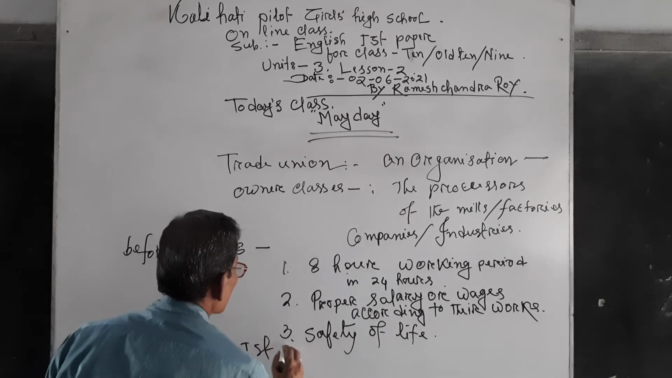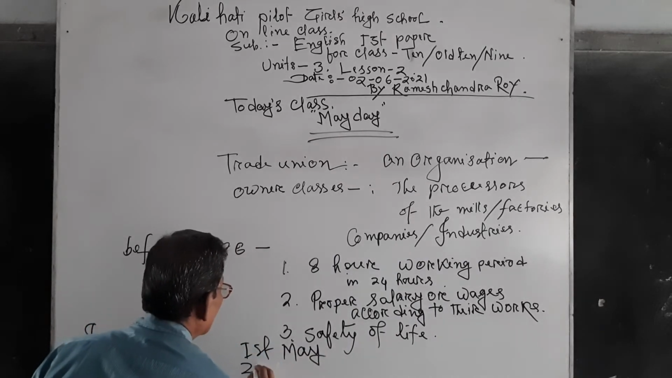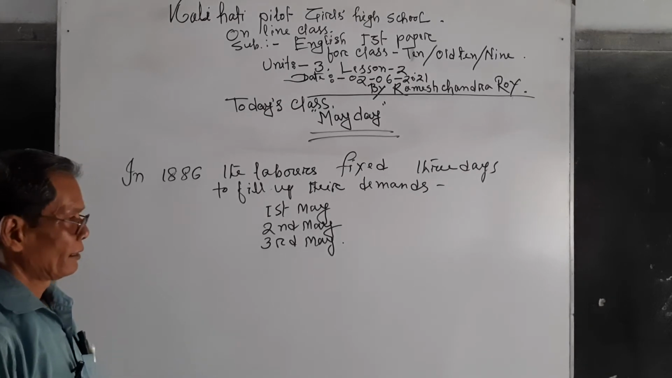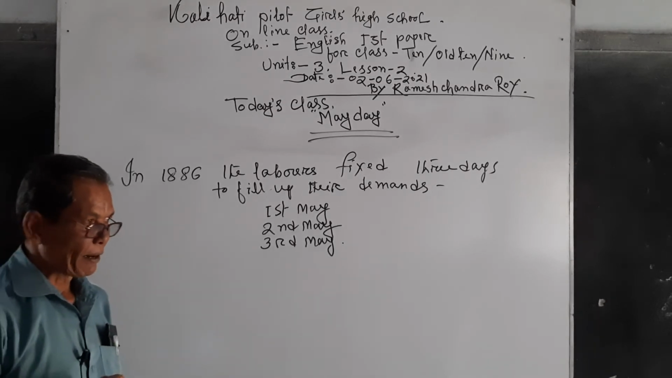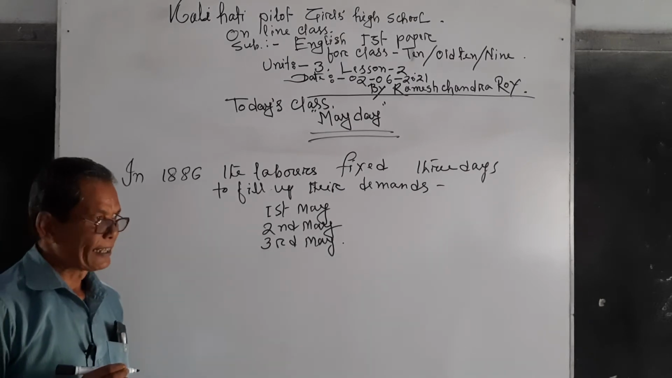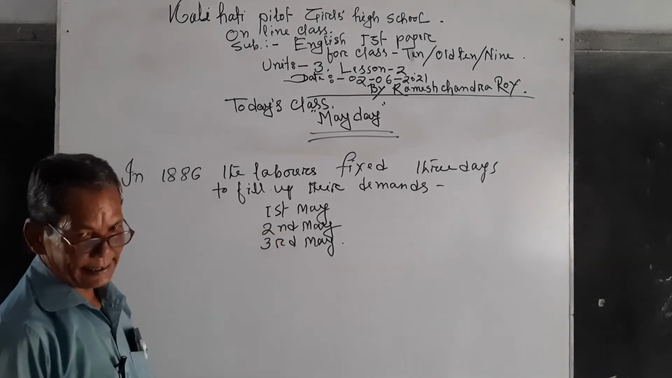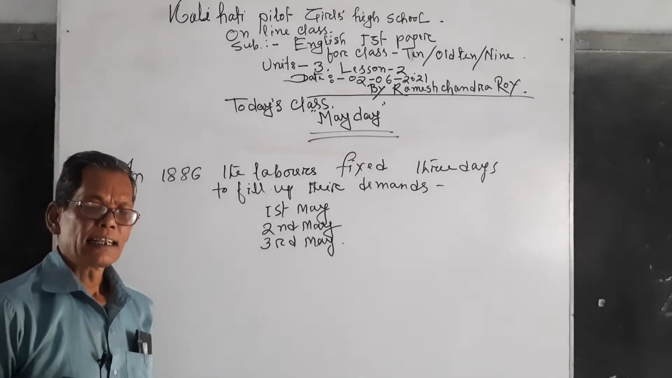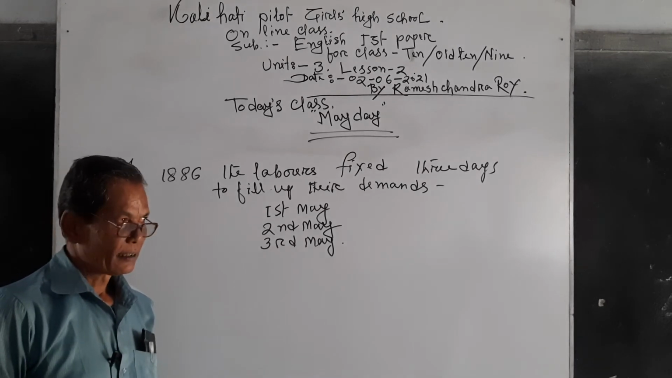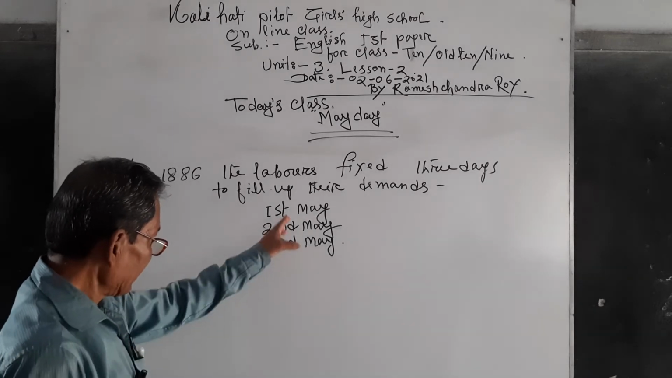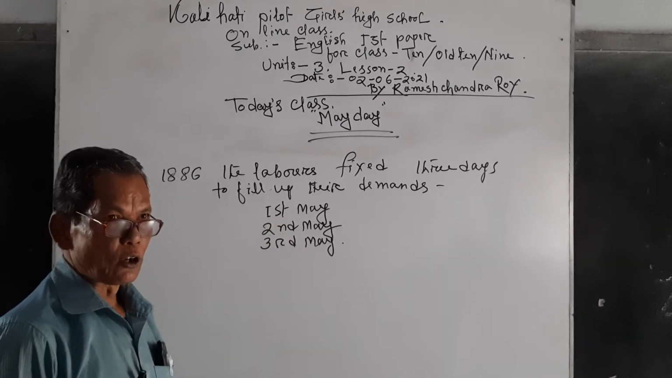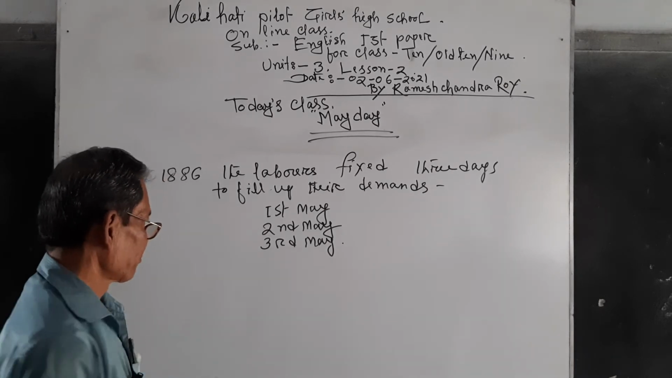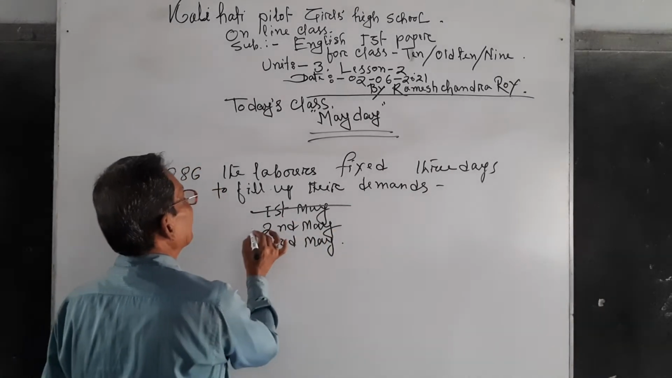First May, second May, and, okay, the laborers demanded that their three demands be fulfilled in these three days at any cost. But on the other hand, the owners thought and decided how to get over these three days, so that they would not have to fulfill the demands. In this way, first May and second May passed away.